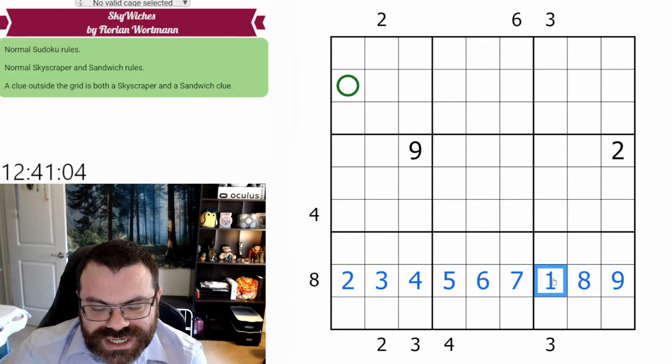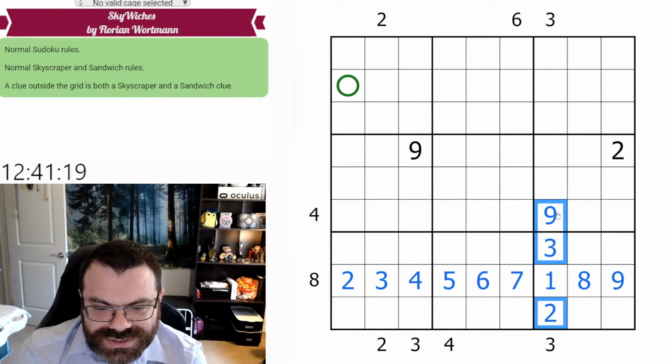Now this is a 3 sandwich. So the only way to do that is to do 1, 9, 3 like that. And now we need to see, and we do see 3, so that's fine. We're going to see, okay, this has to be a 2, otherwise we won't see the 3. So that's a 2, and now we see these 3.